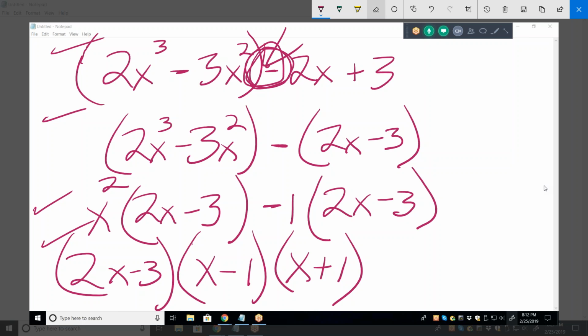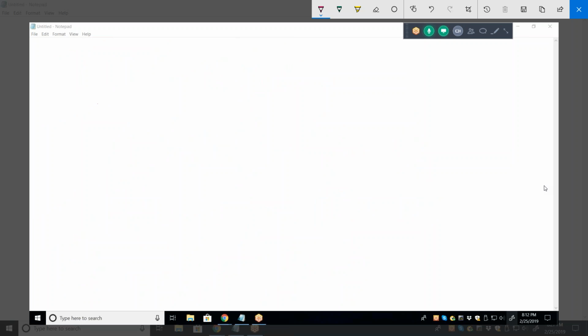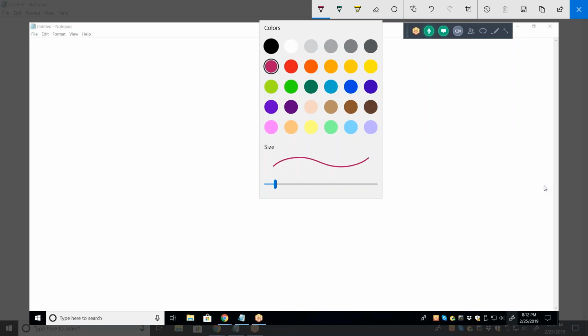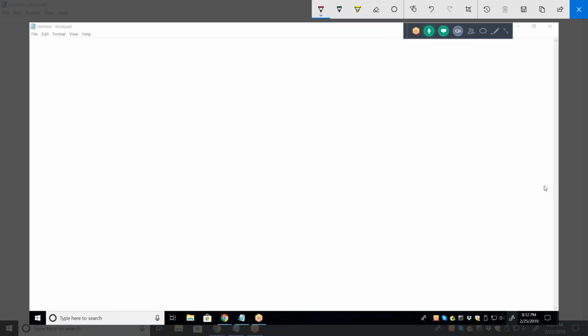Okay. Now, I don't know if they've given you one like that or not, but what else do you have? You don't have to find one like that. 5x squared minus 80. This was the last one. 5x squared minus 80. Okay.